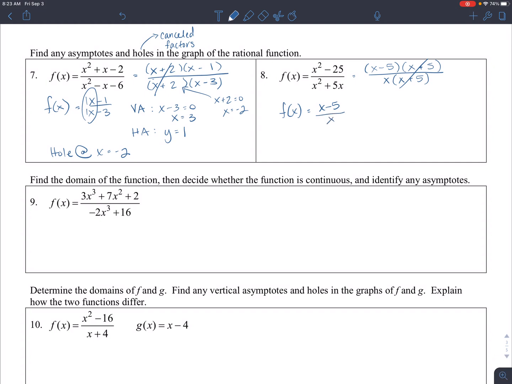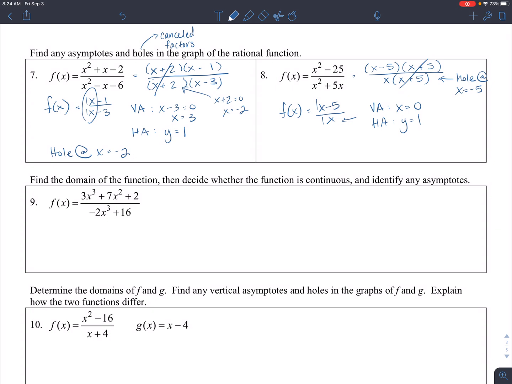So we can see right away that we have a hole at x equals negative 5. And then we are going to end up with a vertical asymptote at x equals 0 and a horizontal asymptote at y equals positive 1. Number 9 says find the domain of the function and decide whether the function is continuous.